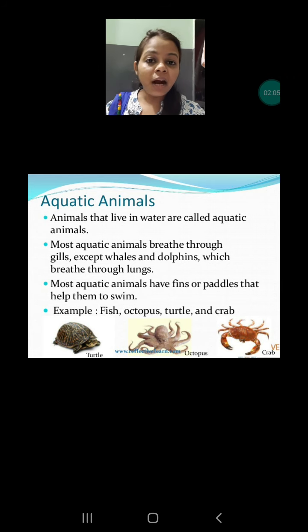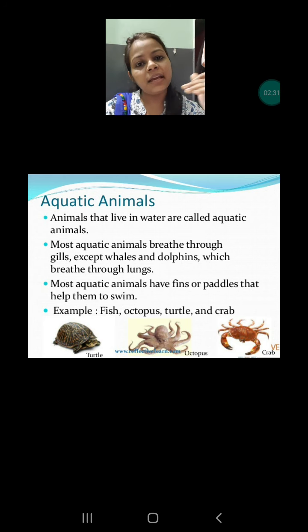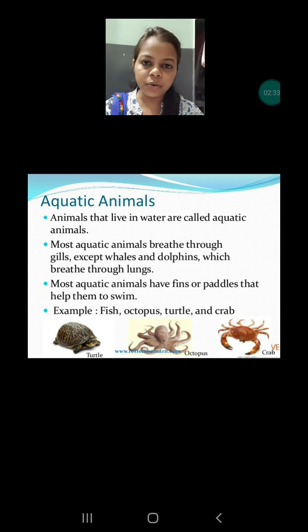The second adaptation is they have gills as a breathing organ. But not all the animals have gills as a breathing organ. Fish have gills so that they can take the oxygen which is dissolved in the water. They take in the water, and whatever oxygen is dissolved in it is absorbed through the gills and the rest is released out. They also exhale carbon dioxide into the water. But not all the animals do this.